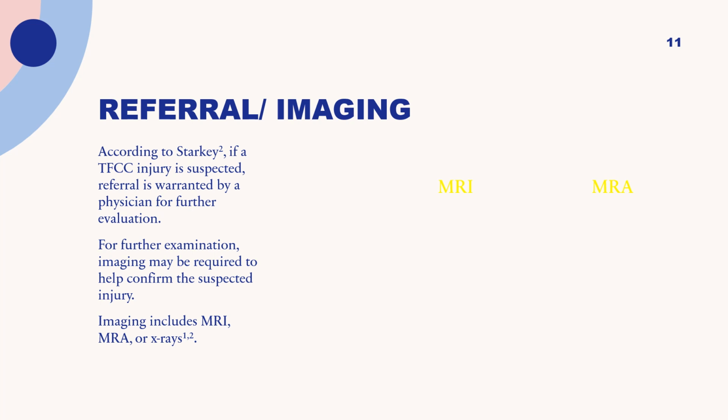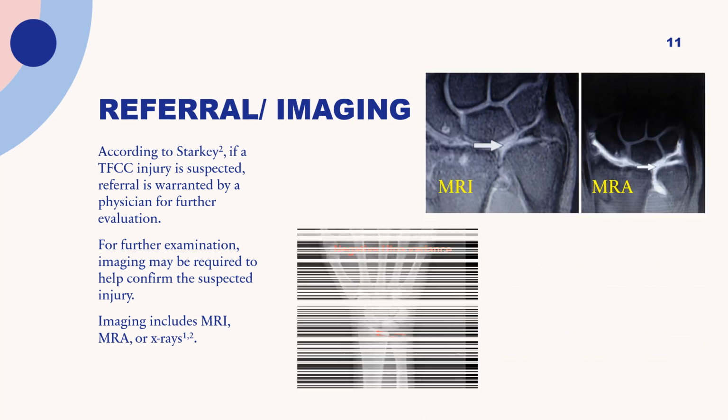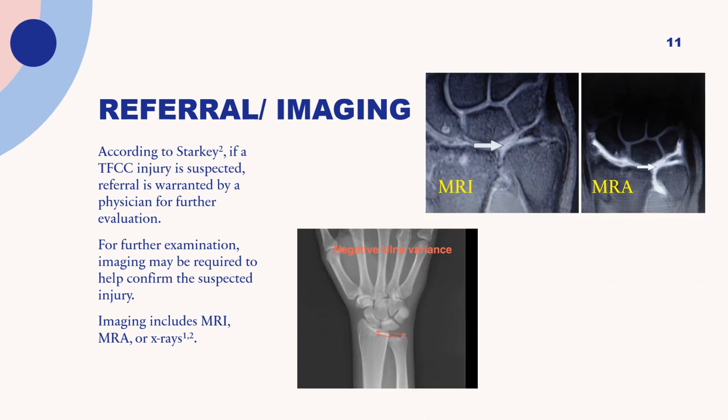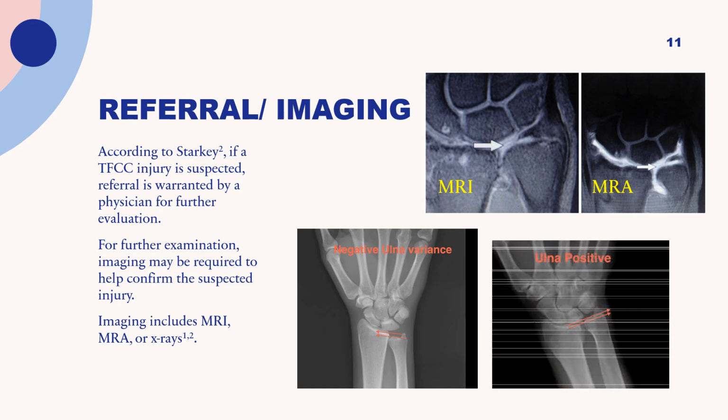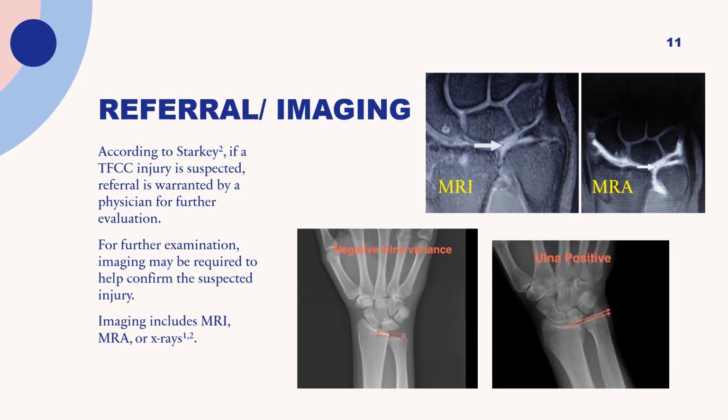So, according to Starkey, if a TFCC injury is suspected, referral is warranted by a physician for further evaluation. So, for further examination, imaging may be required to help confirm the suspected injury, and some imaging includes MRAs, or X-rays. So, in the top picture, you see the MRI, and next to it, the MRA. The bottom left shows a negative ulnar variance, and the right picture shows a positive ulnar variance.